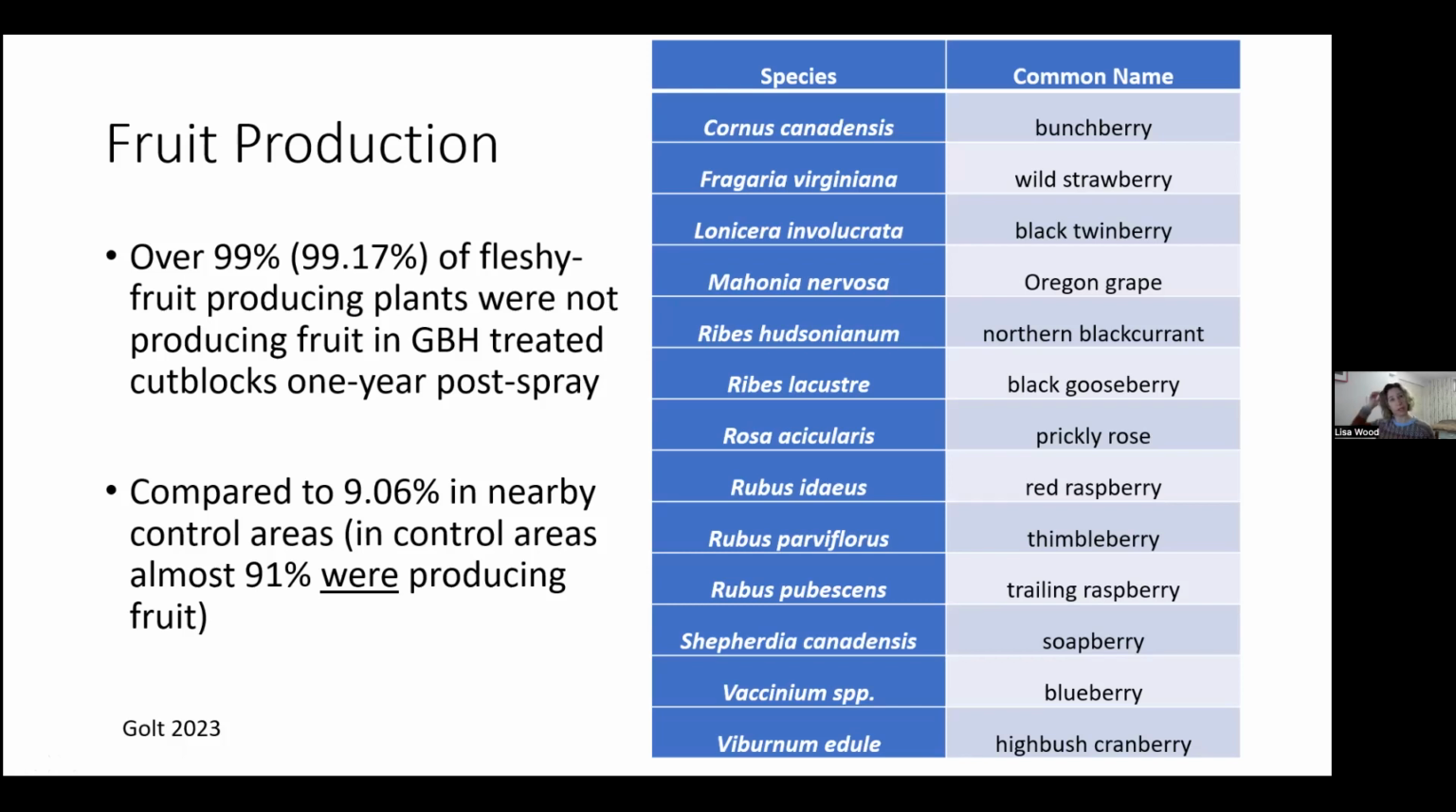Again, pointing back to the plant's ability to really get energy for itself and photosynthesize, right? If a plant can't photosynthesize properly and produce enough energy, it's never going to get to its reproductive stage. And if it does manage to get to its reproductive stage, the pollen is likely not viable. So in these conditions, it's very difficult for a plant to produce fruit in a cut block 1 year after it's been treated.